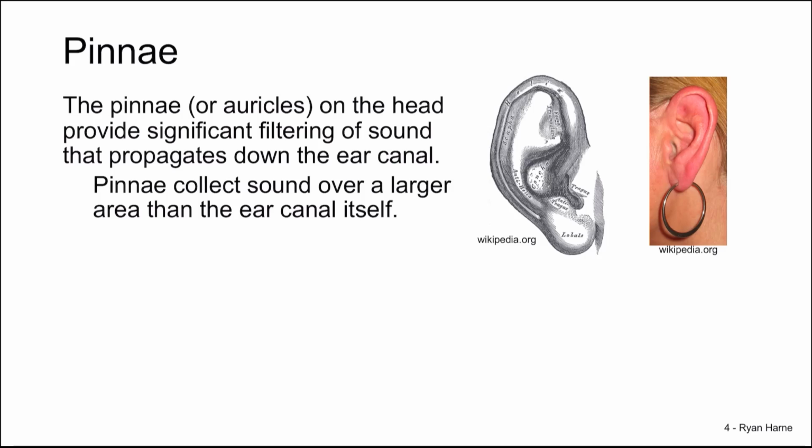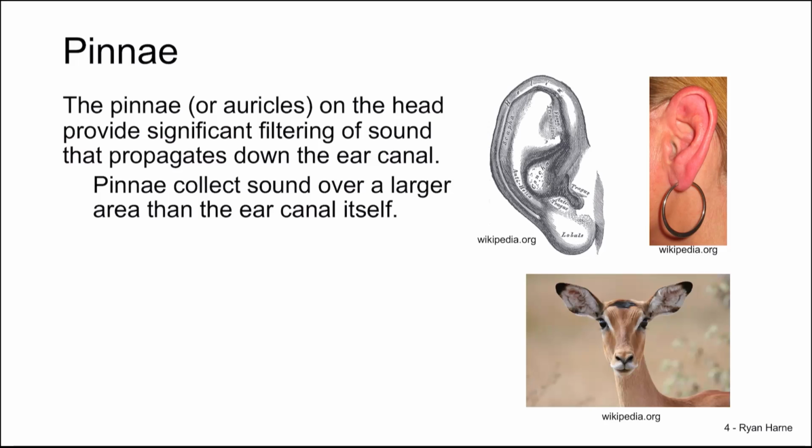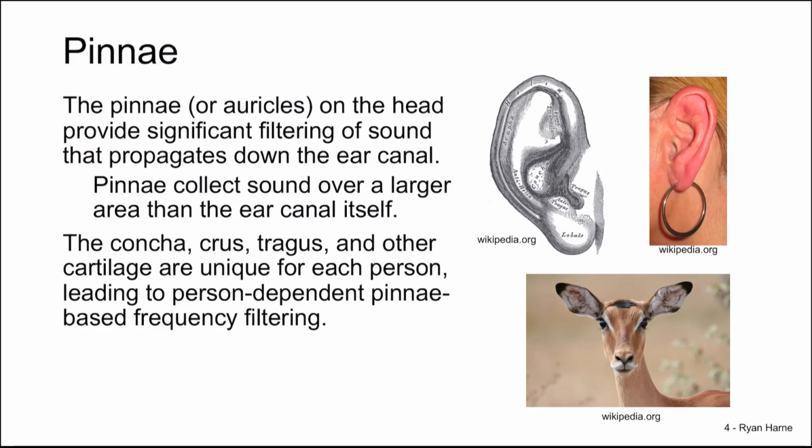First and foremost are the pinna. The pinna, or the auricles, on our head, provide significant filtering as sound propagates down the ear canal. The pinna collects sound over a larger area than the ear canal itself. We see this especially with animals that have very large ears that help to pick up sound at long distances. As we look at the human pinna, the concha, the crus, the tragus, and the other cartilage that make up our pinna are unique for each person. So every person has unique frequency filtering for what they hear.